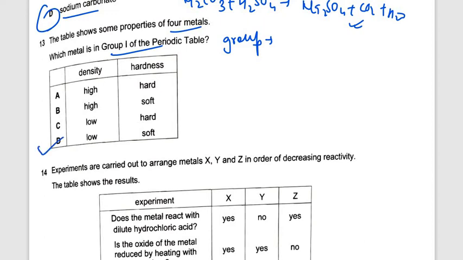That is the only data you have been given. So you know that they are so soft that you can cut them with a knife, and they are so low in density that if you put them on water, they will float on the water. So option number D is the only correct one.